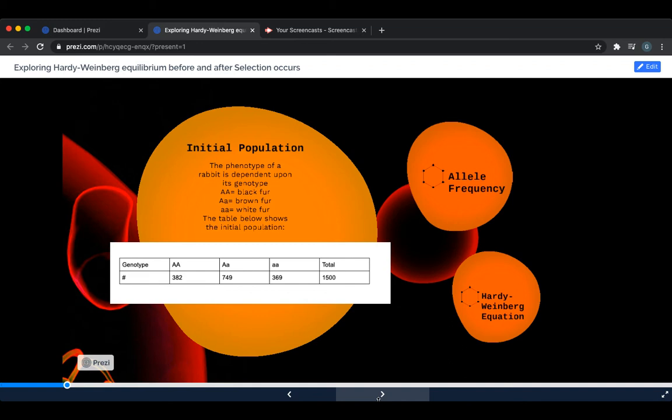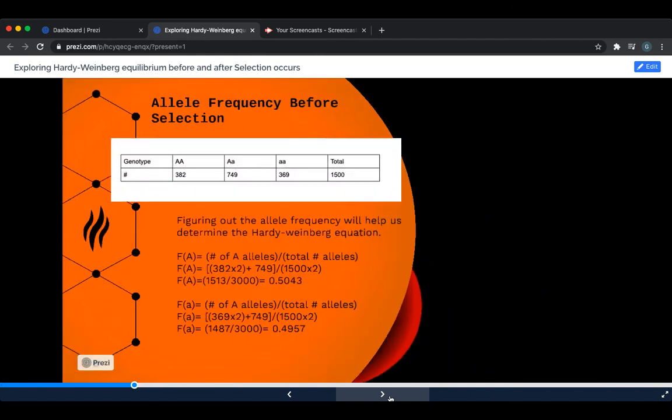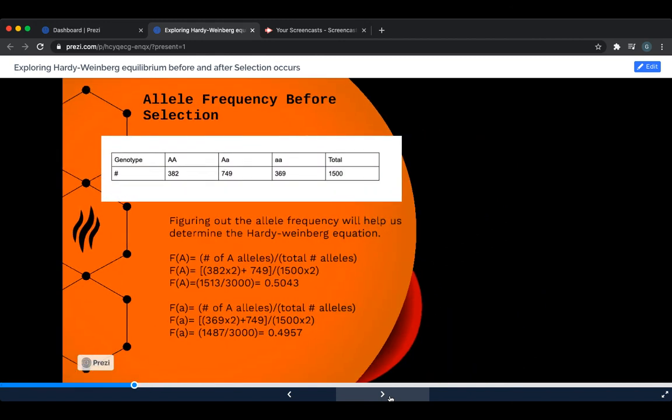The table created here shows the genotypes and their associated individuals. Figuring out the allele frequency will help us to determine the Hardy-Weinberg equation. To find the frequency of the big A allele, we should take the total number of big A alleles and divide that by the total number of alleles.